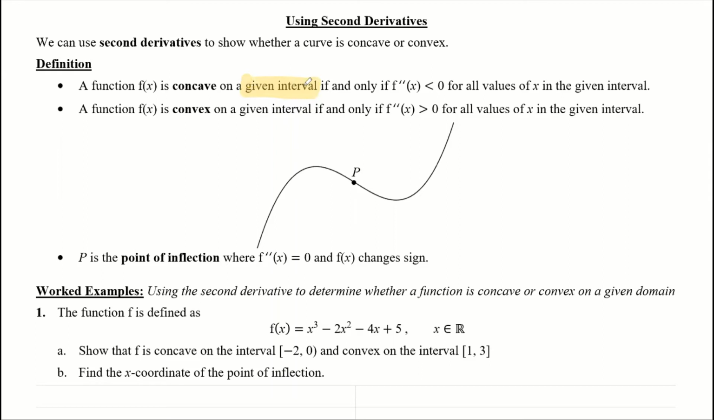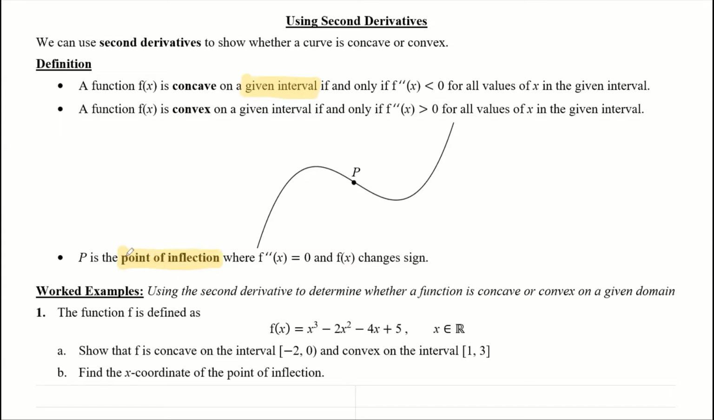Okay. Now a function f of x is convex on a given interval if the opposite is true. If that second derivative is strictly greater than 0 or positive on that interval. Now, what we haven't defined is that point where there is the changeover between being convex and being concave. And this is what we call a point of inflection. Okay, and it's where the second derivative is equal to 0 and f double dash of x changes sign. All right, so this is your point of inflection.